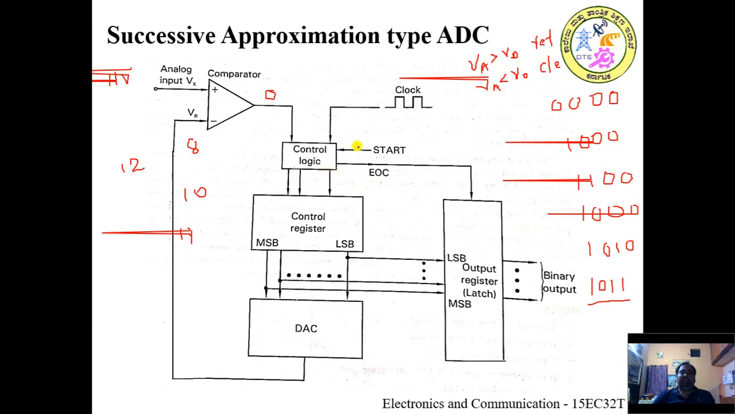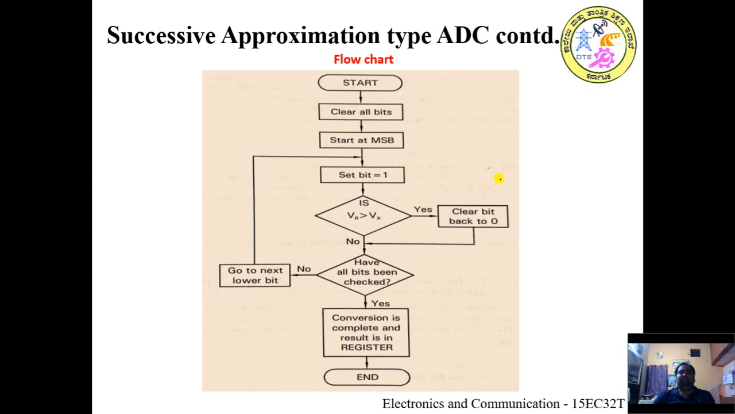So here one thing, this can be easily understood by the flowchart. Initially we will start the conversion. Whenever we start the operation, first we will clear all the bits. Then we should start setting the bits right from the MSB. First we start with MSB, set the bit to 1. We will check whether the VA value is greater than VD or not.